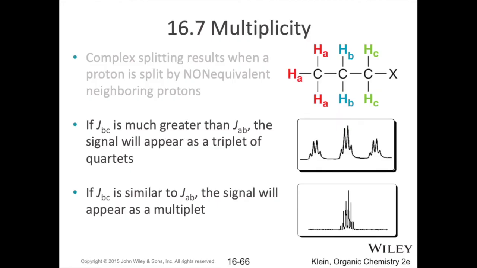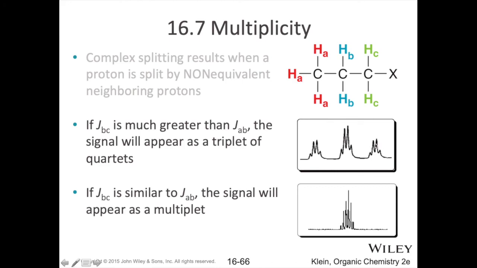Now it's possible to have the opposite scenario. Let's say the coupling constant for BC is greater than that of AB. Well, instead, you will see a triplet of quartets. This is what that would look like. You've got your triplet system, but each triplet itself is split into a quartet.